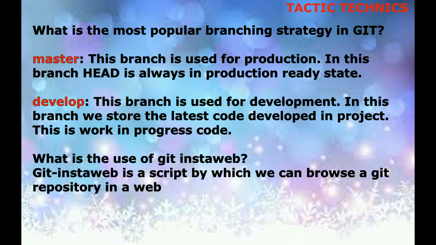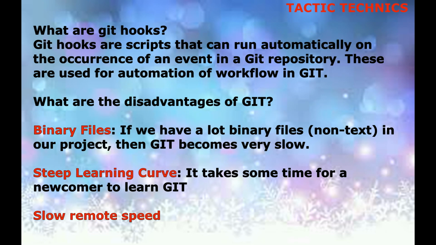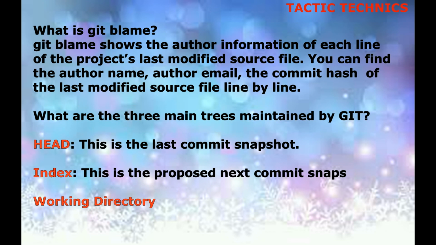This is work-in-progress code. What is the use of git instaweb? git instaweb is a script by which we can browse a Git repository in the web. What are Git hooks? Git hooks are scripts that can run automatically on the occurrence of an event in a Git repository. These are used for automation of workflow in Git. What are the disadvantages of Git? Binary files. If we have a lot of binary, non-text files in our project, then Git becomes very slow. Steep learning curve. It takes some time for a newcomer to learn Git. Slow remote.